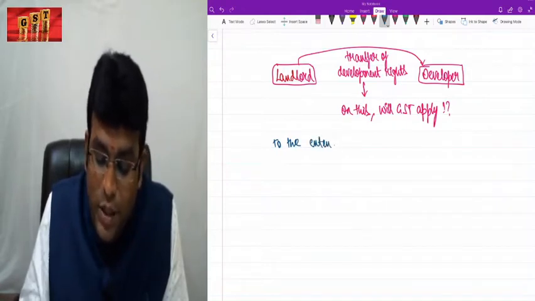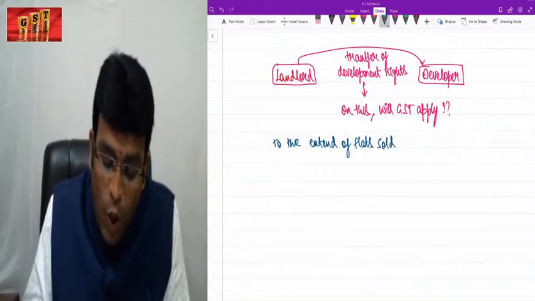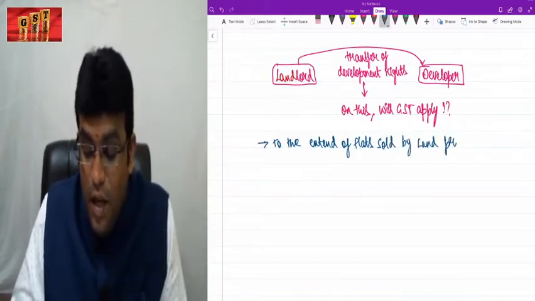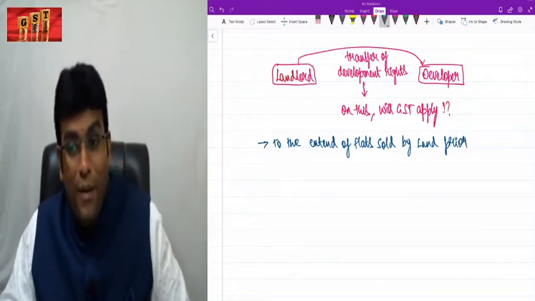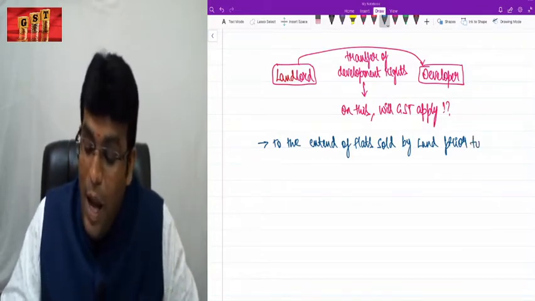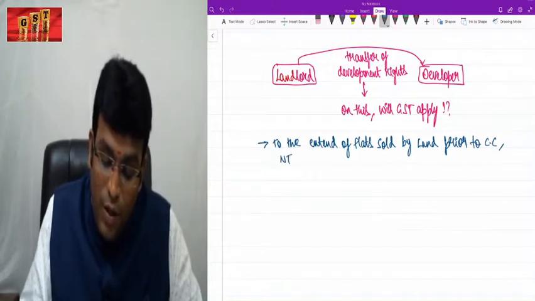to the extent of flats sold by landlord, to the extent of what, sir? Flats sold, I repeat one more time, to the extent of flats sold by landlord prior to completion certificate, it is not taxable.